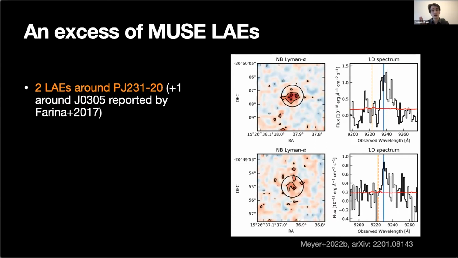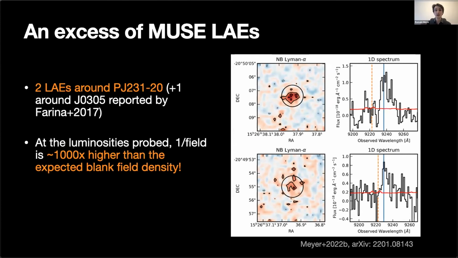So basically, we're seeing 3 LAEs around 3 quasars. You might think, oh, 1 per field is not a lot, but actually at the luminosities that we probed, finding 1 LAE in this very thin slice in redshift space around the quasar is 1,000 times higher than the blank field density. So I want to finish this talk by doing a quick recap of what we know now about excess galaxies around high redshift quasars.